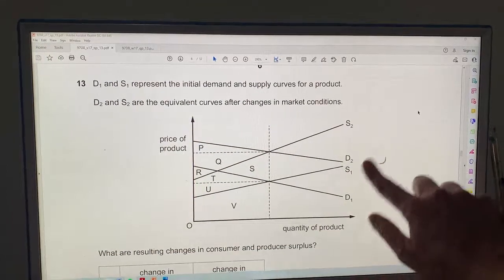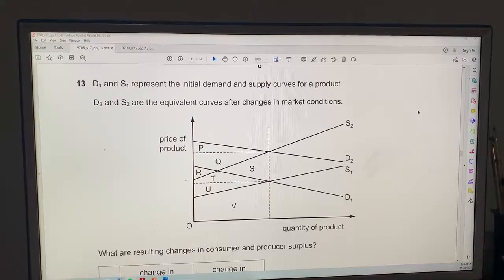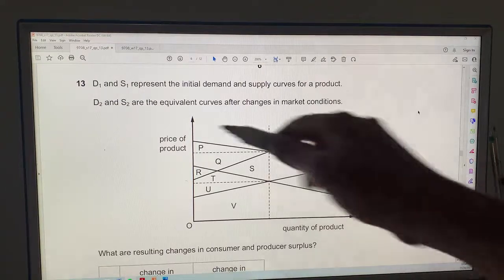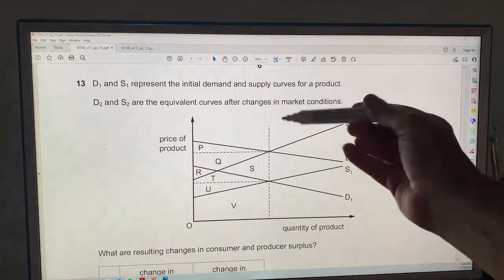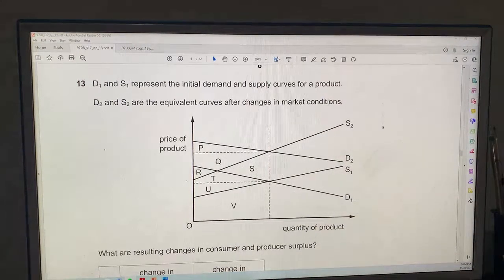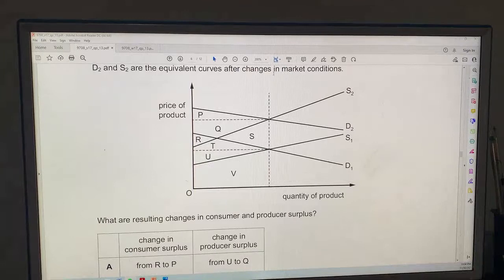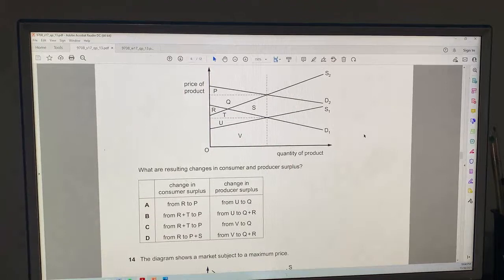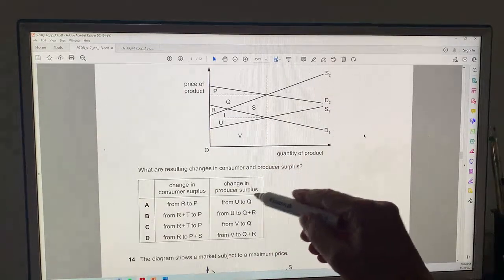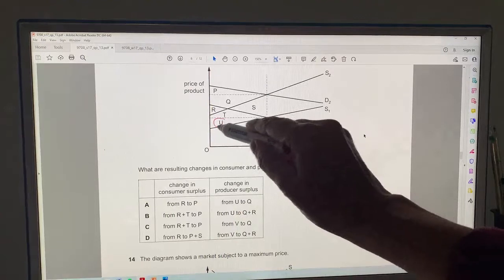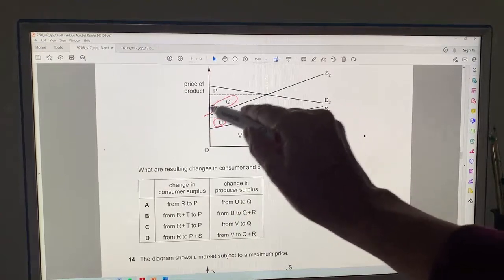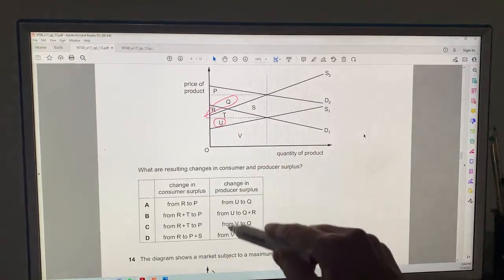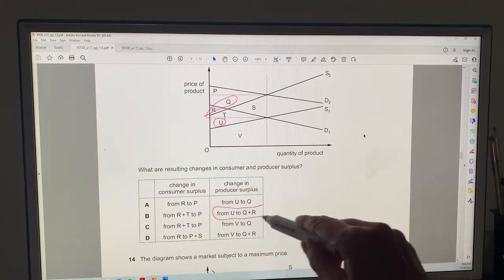Next question says D1 and S1 represent the initial demand and supply curves for a product. Okay, and let's see, these are equivalent curves after some change in market conditions. And the question is, what are the resulting changes in consumer and producer surplus? So let's take a look.